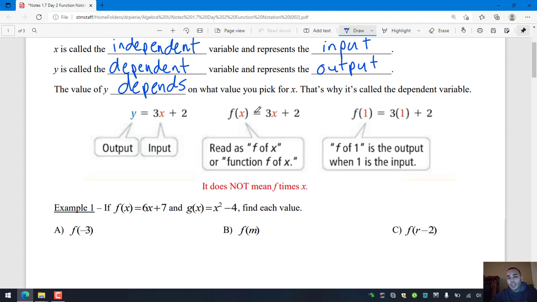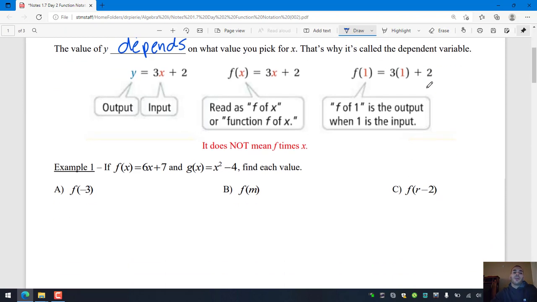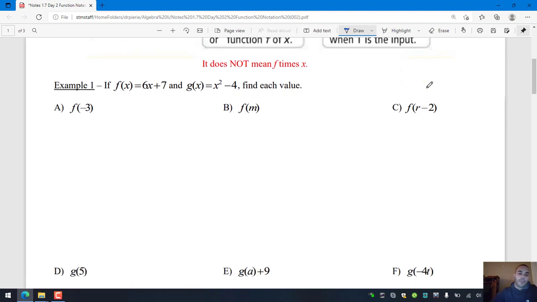Now, where this comes in handy is another notation you'll see: f parentheses 1. What that means is you're going to use this original equation exactly as it was given to you, but wherever you see an x in the original equation, you'll plug in whatever is inside your parentheses. In this case, it's 1. So if you see f of 1, you plug in 1 for x into that original equation. Okay, so let's do some examples.